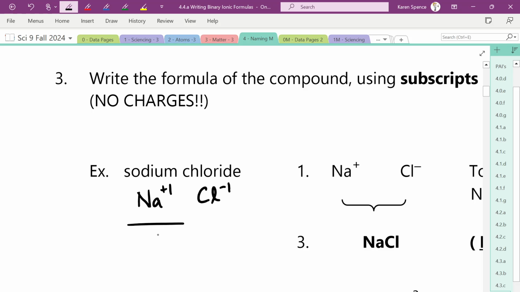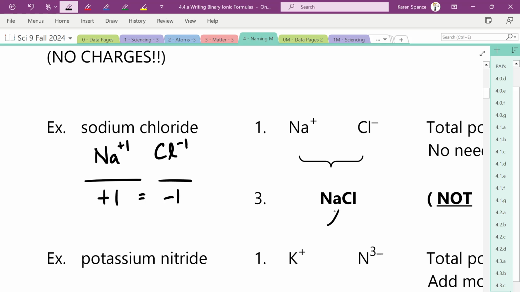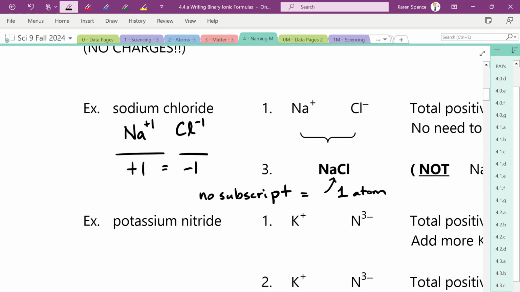And guess what? My positive charges are equal to my negative charges. So do I need anything else? No. So that just means I need 1 sodium and I need 1 chloride. So my formula is NaCl. Remember, if there is no subscript, that means there is 1 atom. Yeah, so we have 1 sodium and 1 chloride. Is good? Okay.